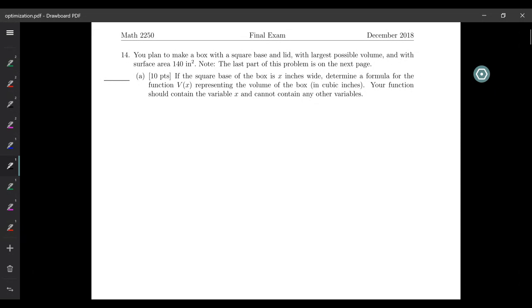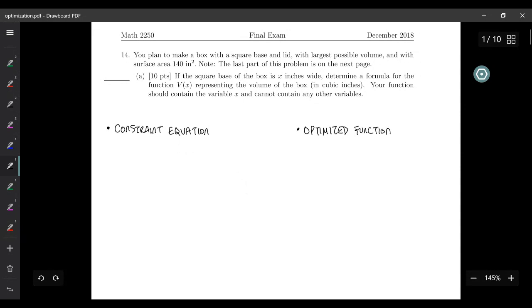The first thing for optimization is that you need to check for a constraint equation. And you also need an optimized function. So these should be the first two things you're thinking about before you even start to draw a diagram. Just look at the word problem and see what kind of things am I looking for.